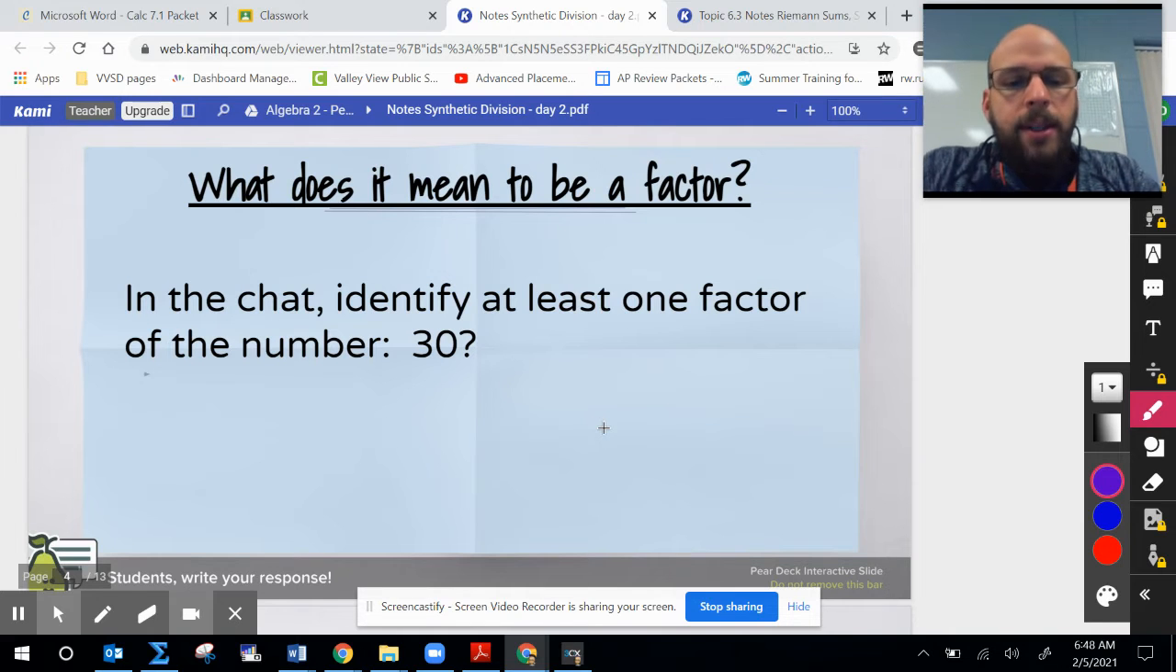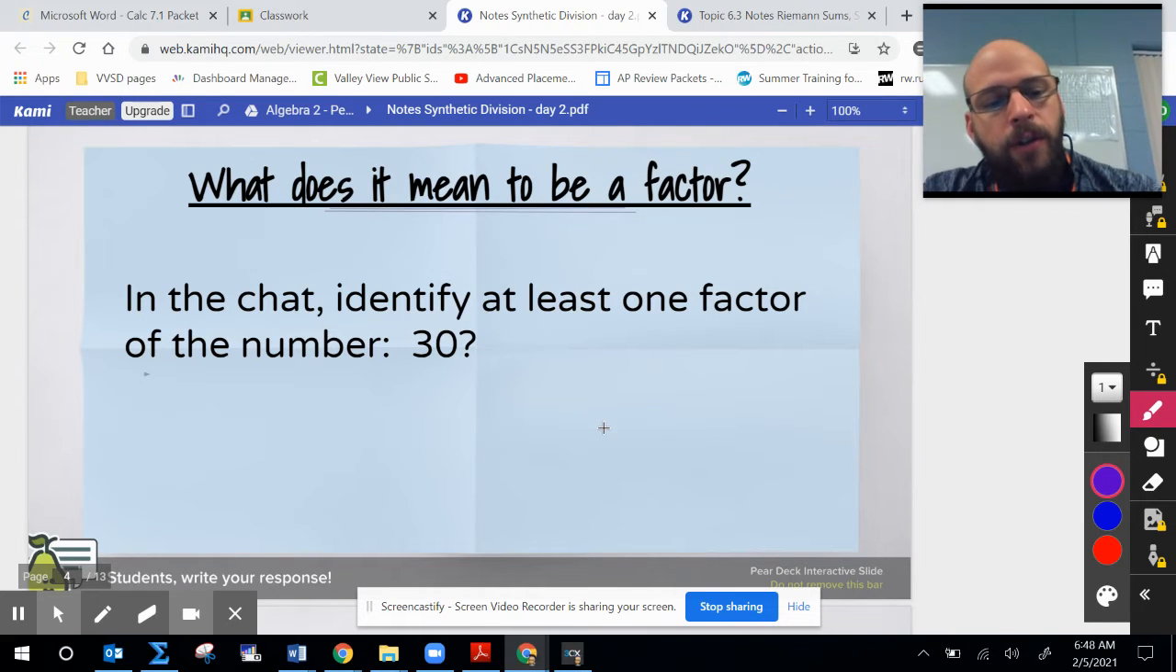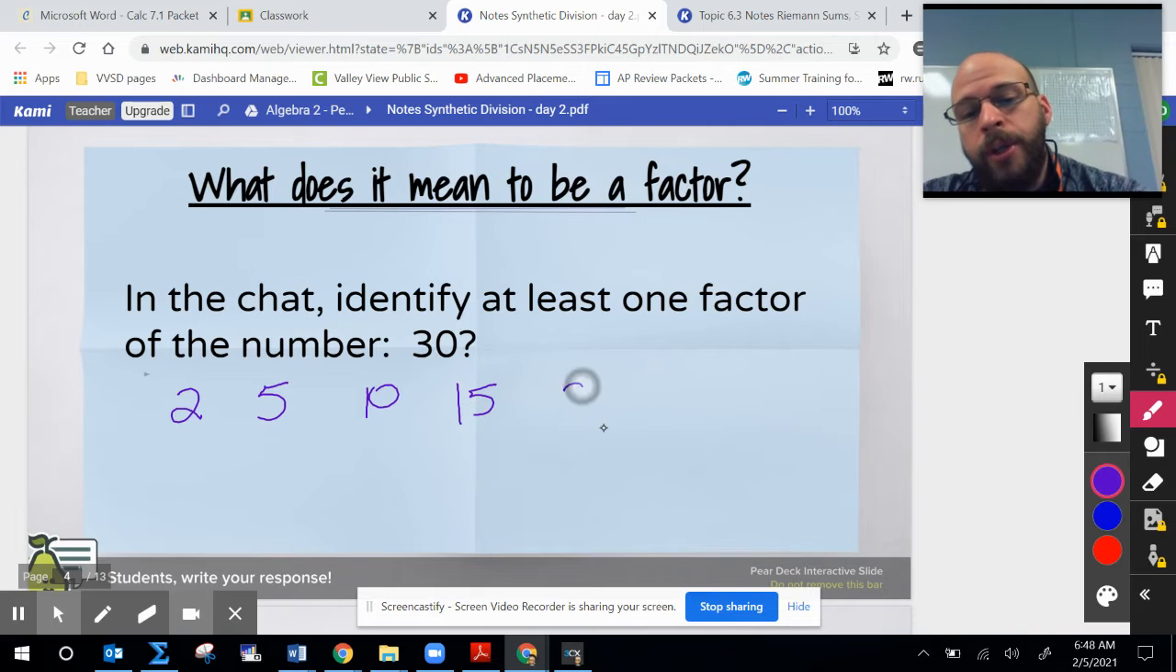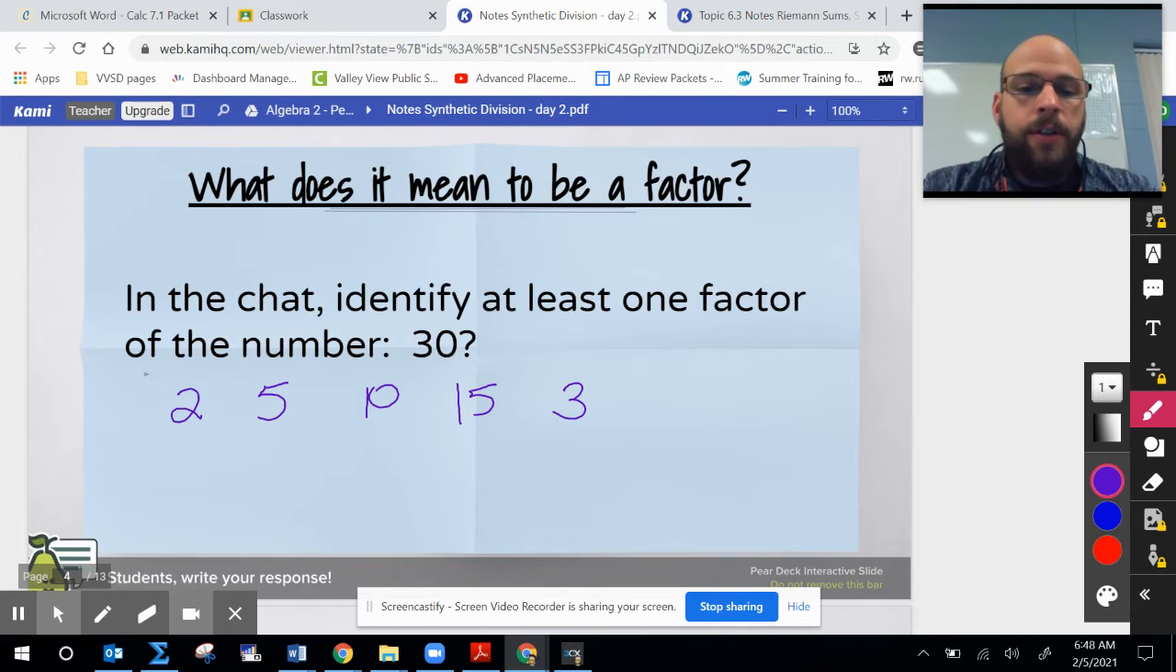So the other idea is the idea of a factor. What does it mean to be a factor, right? A factor of 30. 2 is a factor of 30. 5 is a factor of 30. 10, 15, these are all factors of 30. And the reason is because they can divide into 30.